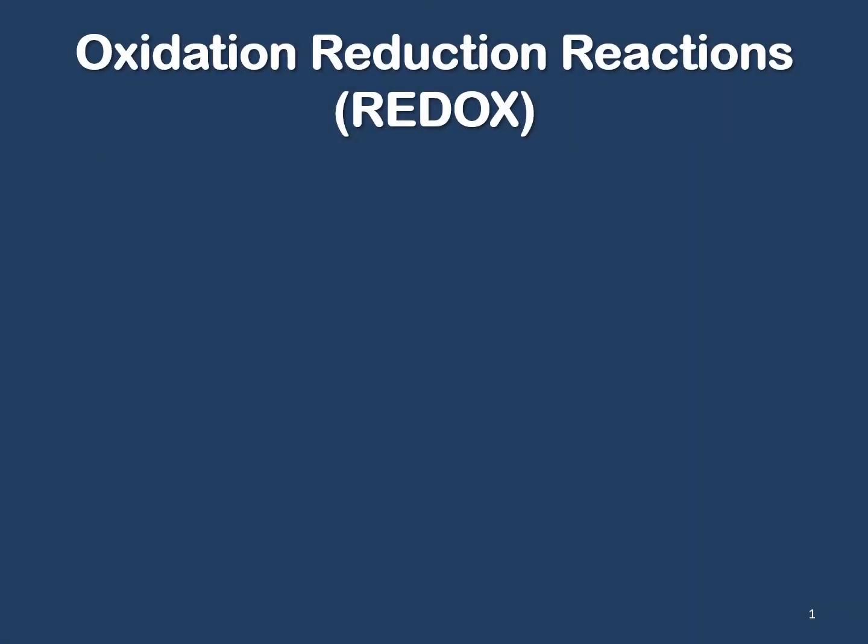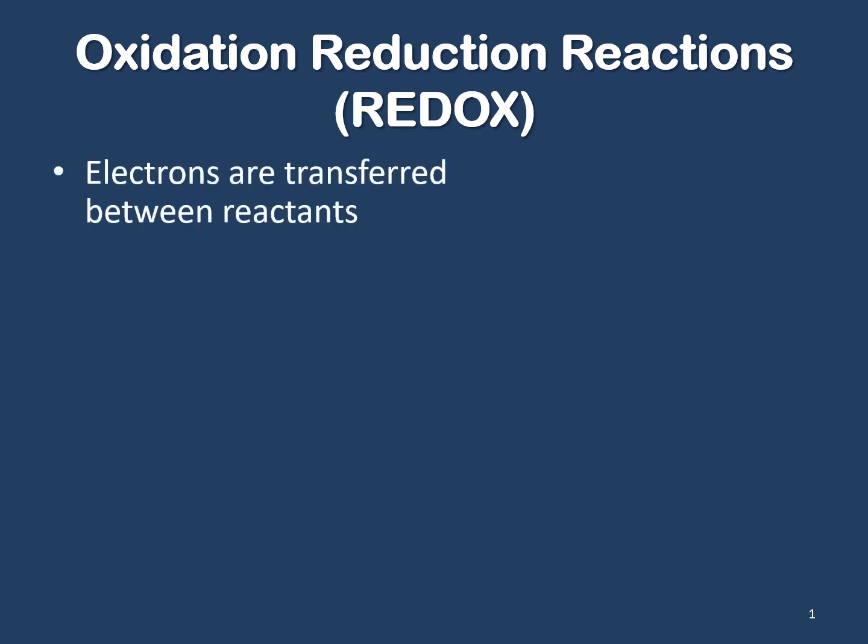Hello Chem 1A, this is chapter 4, lecture video 8, and we're going to be talking about redox reactions. Redox reactions are super important to our society, as pretty much every battery and combustion engine is a form of redox reaction, or at least powered by redox reactions. Redox is shorthand for oxidation reduction reactions, and these are reactions where electrons are being transferred between our reactants.